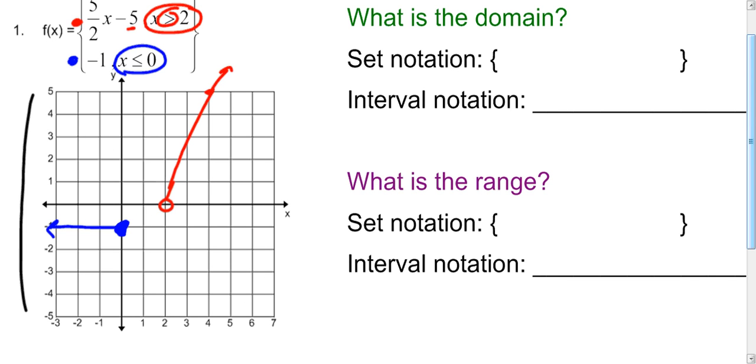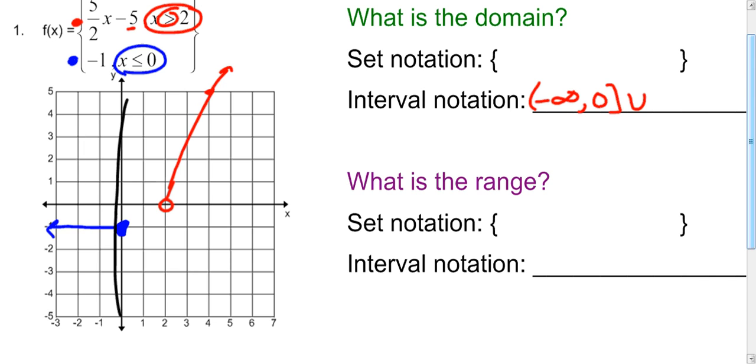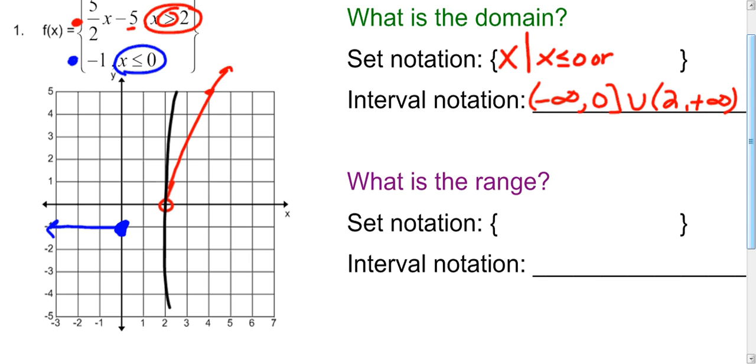So I'm going to start in interval notation. In interval notation, it goes from -infinity until I hit an x value of exactly 0 because it's closed in. And then again from almost 2, so a parenthesis at 2, until I hit positive infinity. Okay? In set notation, it would look like this: the set of all x such that x is less than or equal to 0, or x is greater than 2.